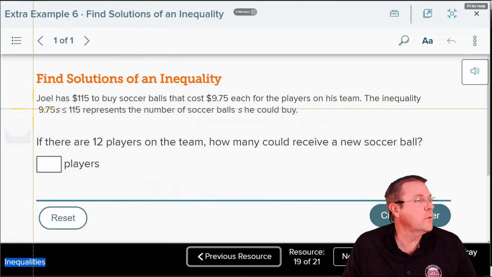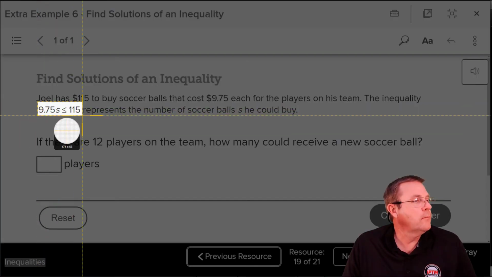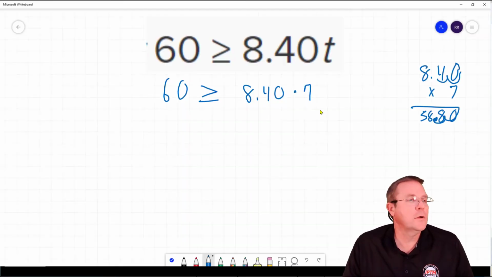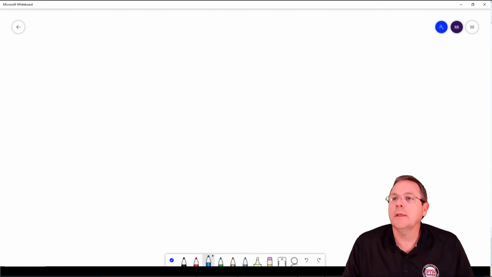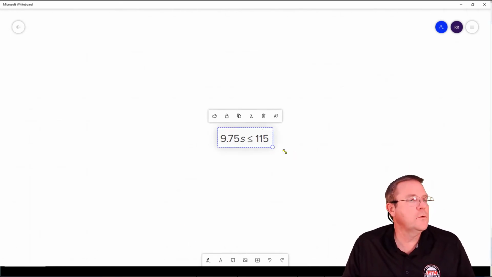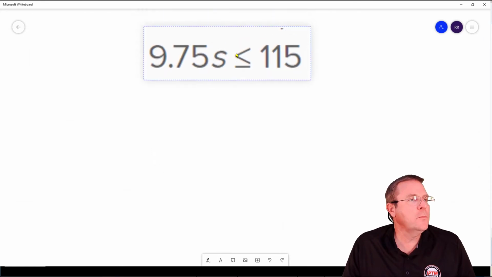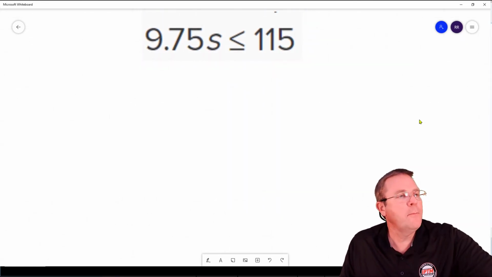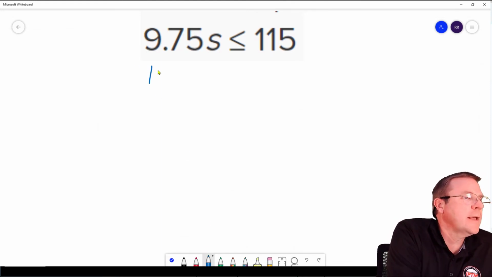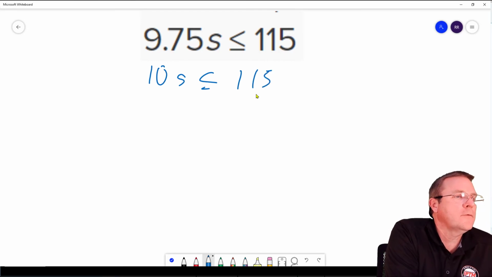Well, I'm going to start off with $9.75 S is less than or equal to 115. I'm going to paste that in right here. Make it a little bigger so you can see it. And then I'm going to start doing my ballpark numbers. For my ballpark numbers, I'm going to estimate that to be 10S is less than or equal to 115.